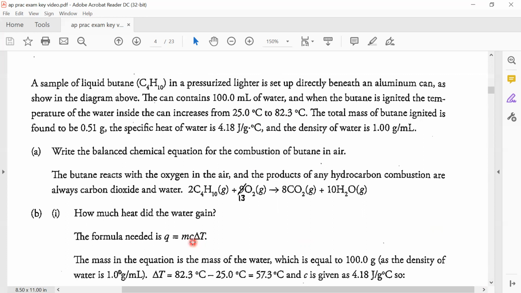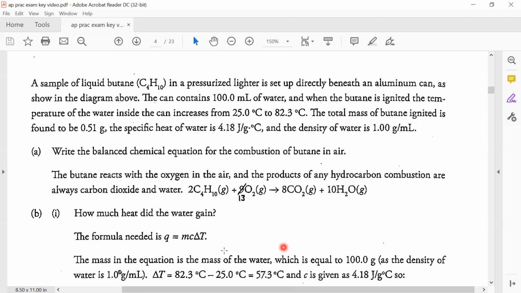And then, that's the heat capacity, which is 4.18 joules per gram degree Celsius. And then M would be the mass. Now notice you have water, which is 1 gram per milliliter, and you have 100 milliliters. So 100 milliliters times 1 gram per milliliter is going to be 100 grams.